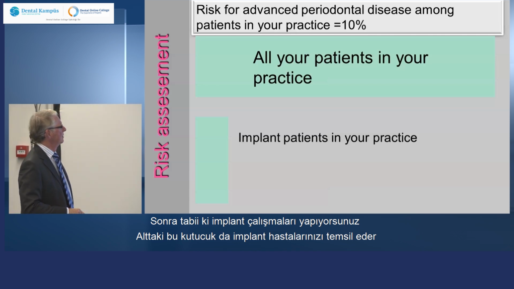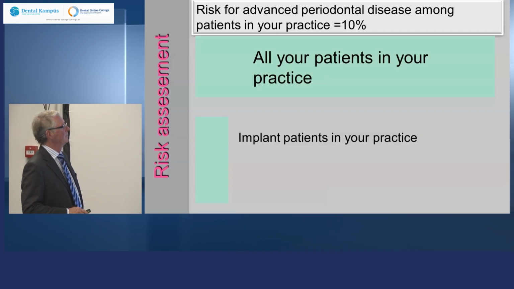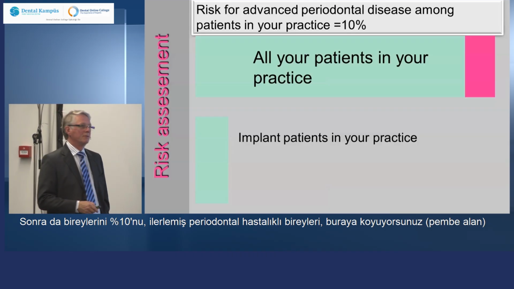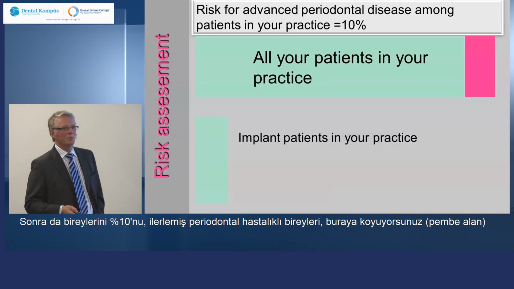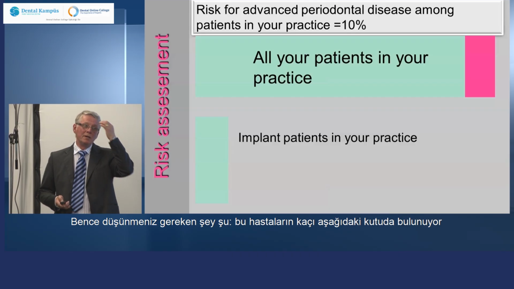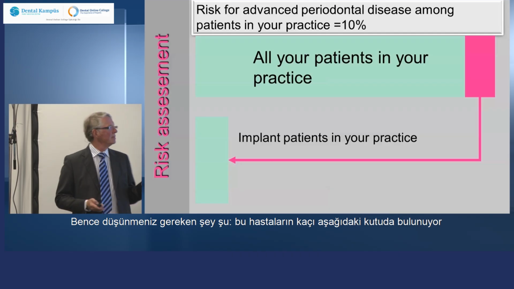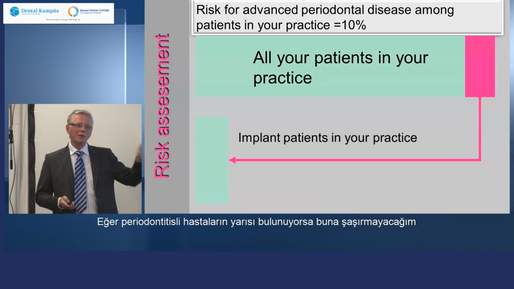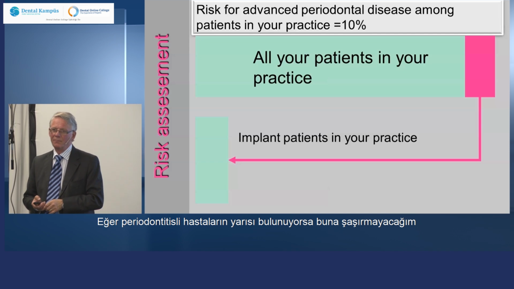So this box here represents the implant patients in your practice. And now we put in the 10% of the individuals in your practice with advanced periodontal disease. And I think what we should do is really think, how many of those patients do I have down there? And I would not be surprised if you have at least half of them there.